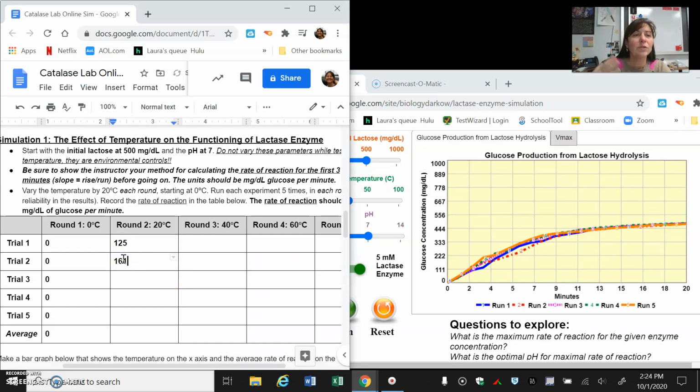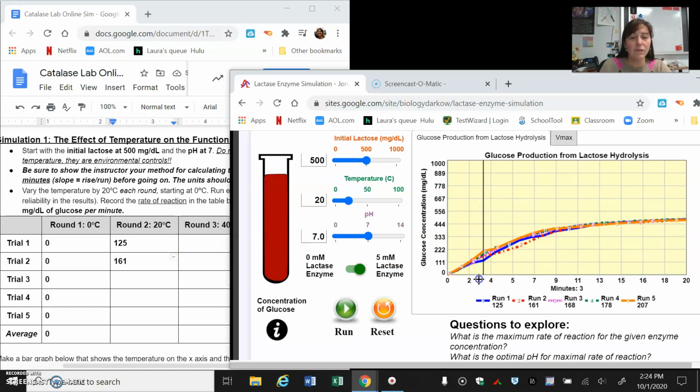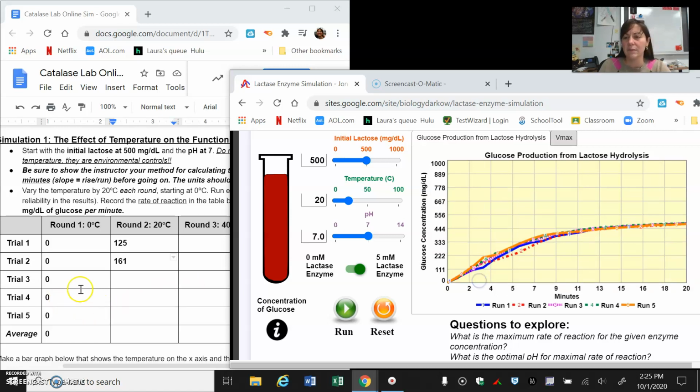For the record, your numbers will be a little different. These are simulations, so all of them will be slightly different. So don't copy someone, because you're going to need your own. 168, 178, 207.